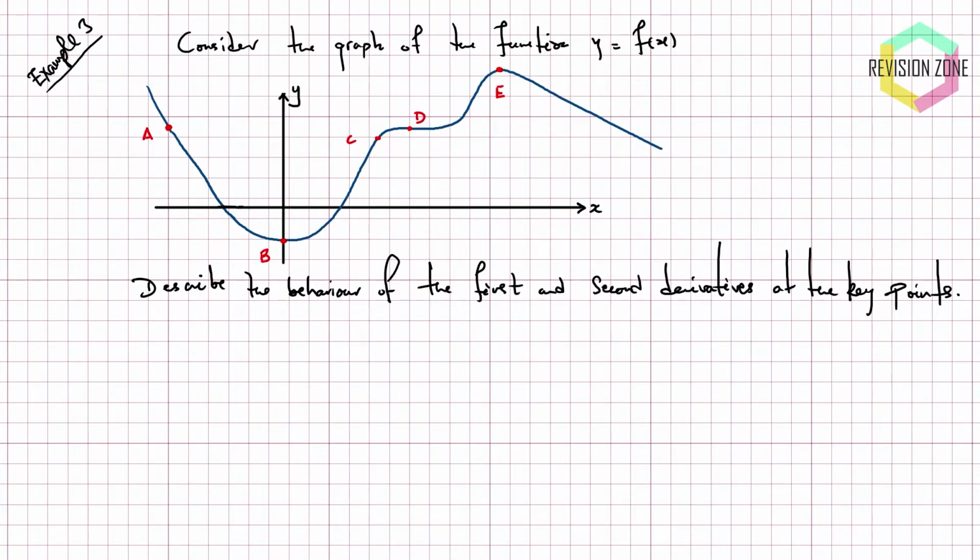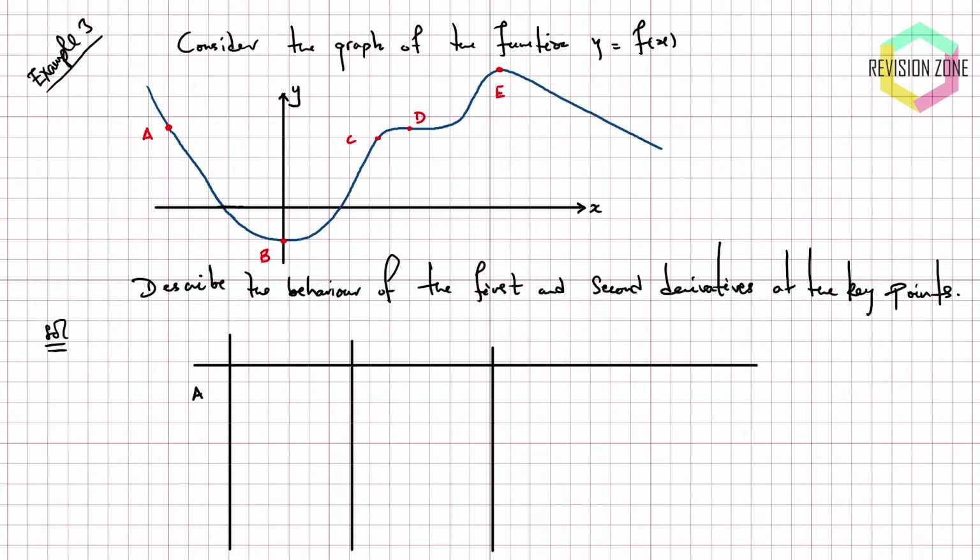And the question requires us to be able to figure out what's happening to the derivatives and the second derivatives of the function at those points on the graph. So how might we want to address this? I think a good way to do it would be to organize our thinking in a table. So let's construct a table.